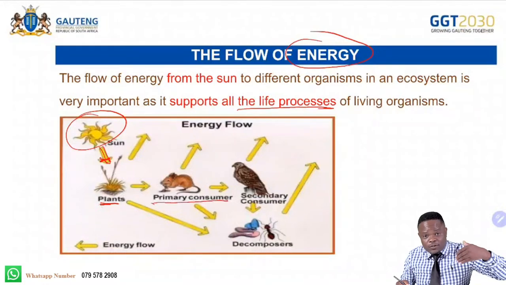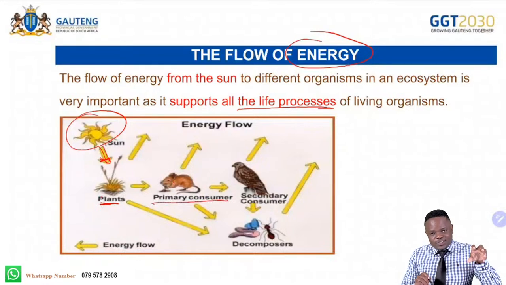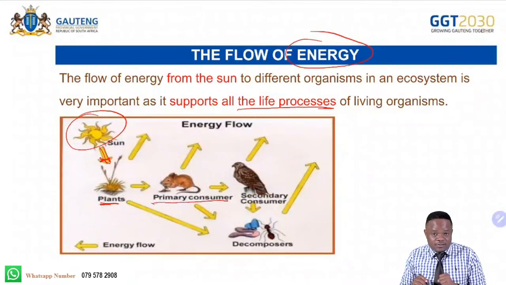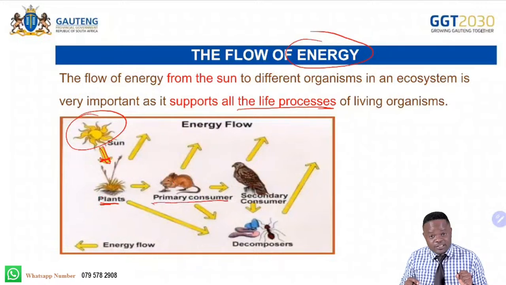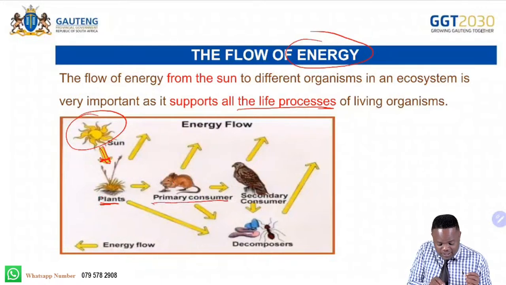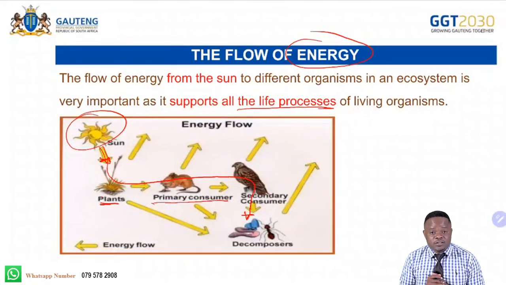We'll explain more as we go into our lesson. So the rat is going to eat our plant. When it eats the plant, it is going to gain some energy from the plant. When the rat eats the plant, the rat itself is in turn going to be eaten by a hawk. Then it eats the rat. And our hawk can also be eaten by worms or some ants. So you can actually trace the flow of our energy up to our decomposers, right?